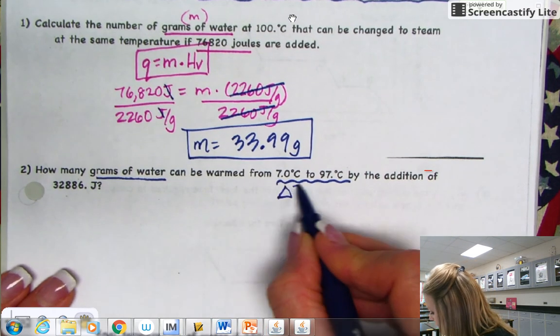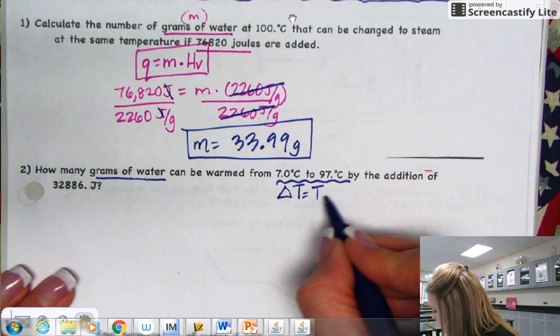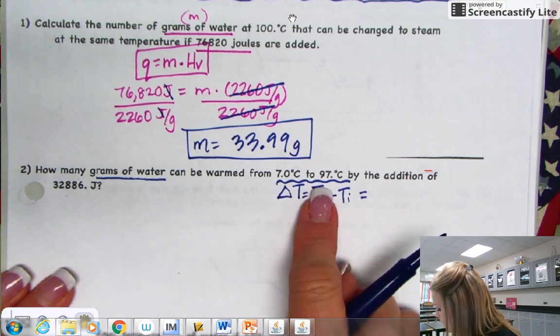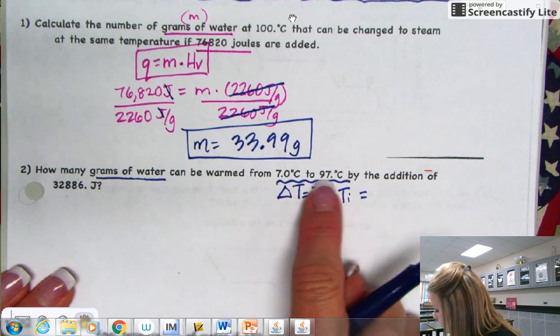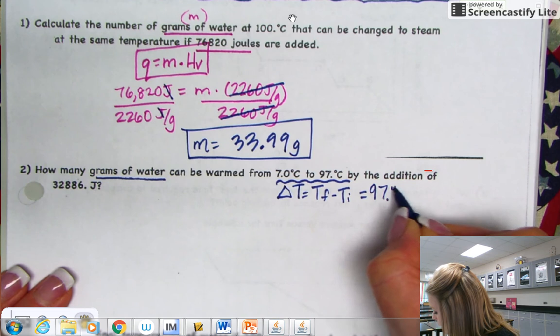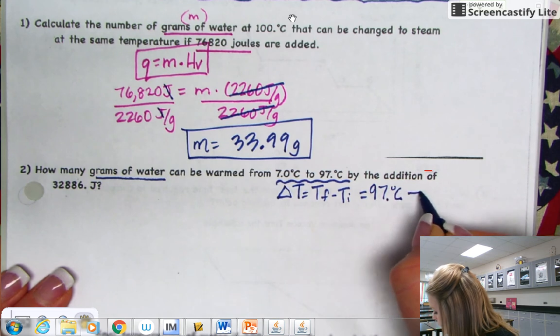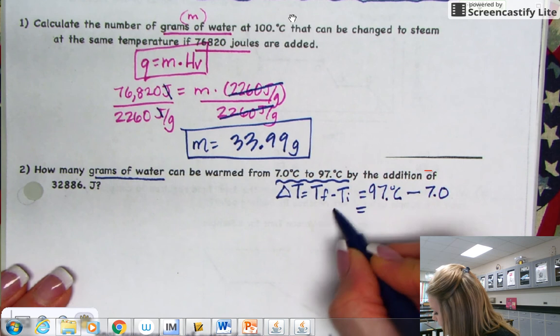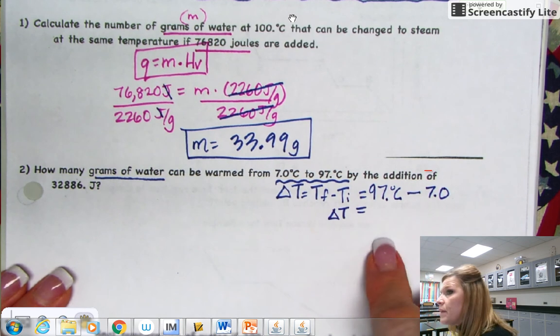Now remember, delta T is equal to the final temperature minus the initial temperature. And this is important to take note of. So it's warmed from 7 to 97. So the final temperature is 97 degrees Celsius, and we're going to say minus the initial temperature, which is 7.0. And that's going to give us our delta T. And in a second, we'll plug that into our formula.